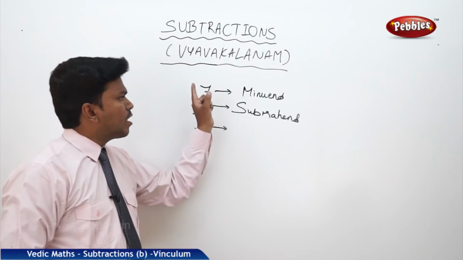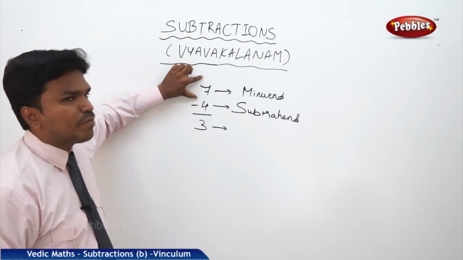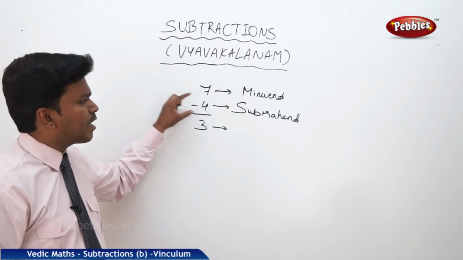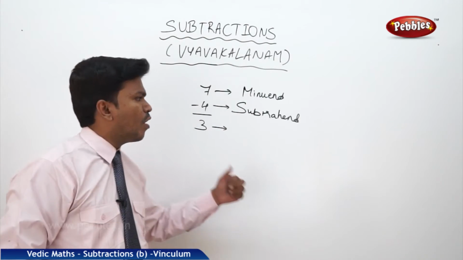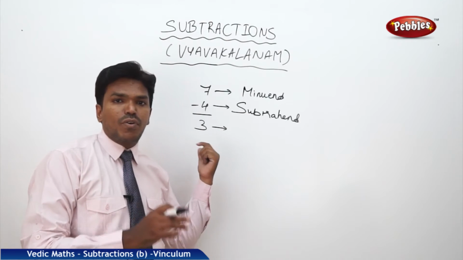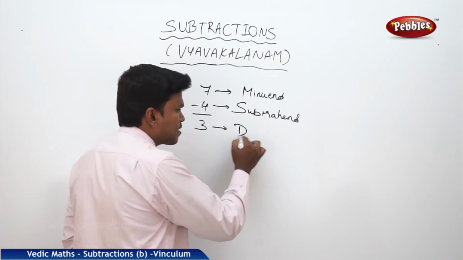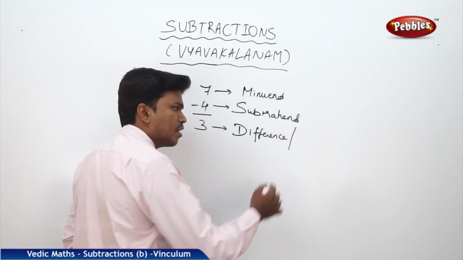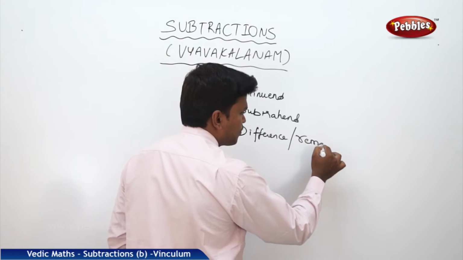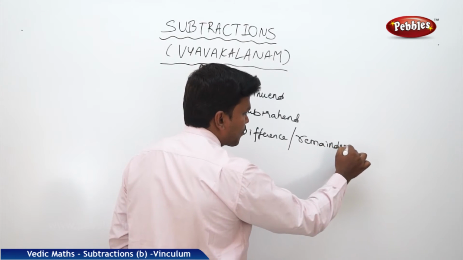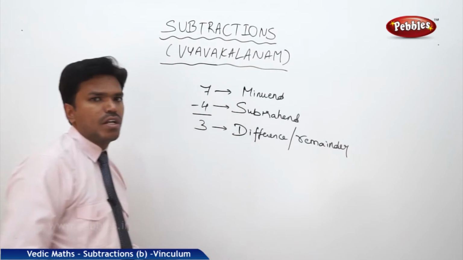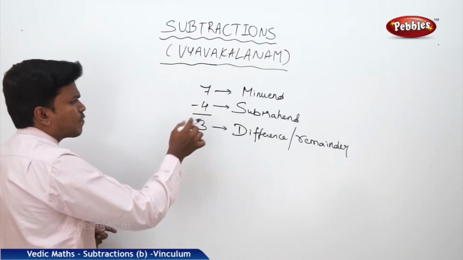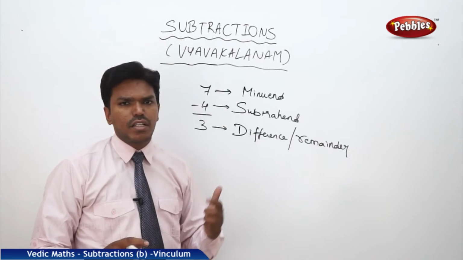Once again I repeat, the number which we are subtracting from, that is the above number, we call minuend, and the number which we are subtracting is known as subtrahend. The answer which we got is known as the difference, or we can call it the remainder also. Now, suppose 7 minus 4, yes, it is possible. We wrote the answer directly as 3.